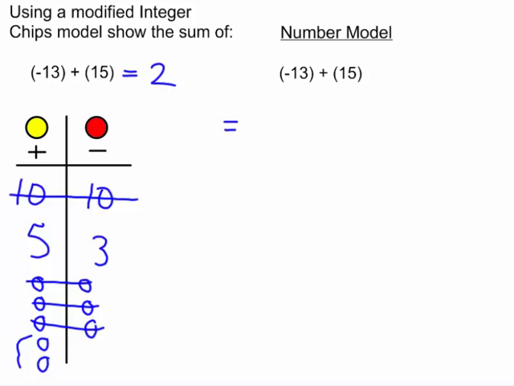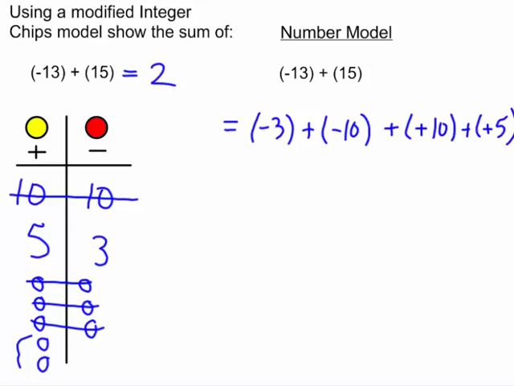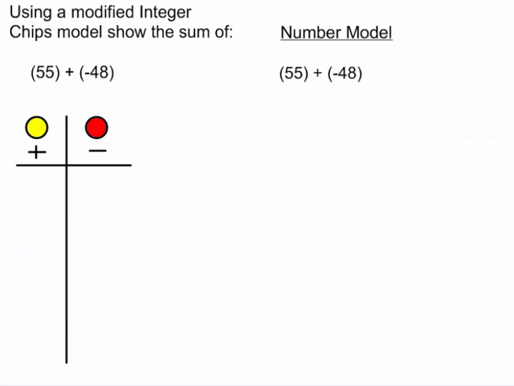If we do a number model, I might break the -13 down into a -3 plus a -10, and I might break the 15 down into a +10 and a +5. And again, I could see the same effect where the negative and the positive will cancel. I will be left with a -3 plus a +5. And hopefully I'm getting comfortable enough that I can see that that is a +2 as a final answer. So there's more than one way to solve these problems. Don't feel you must use one particular way explicitly. You can use whatever you feel is necessary to find the right answer.